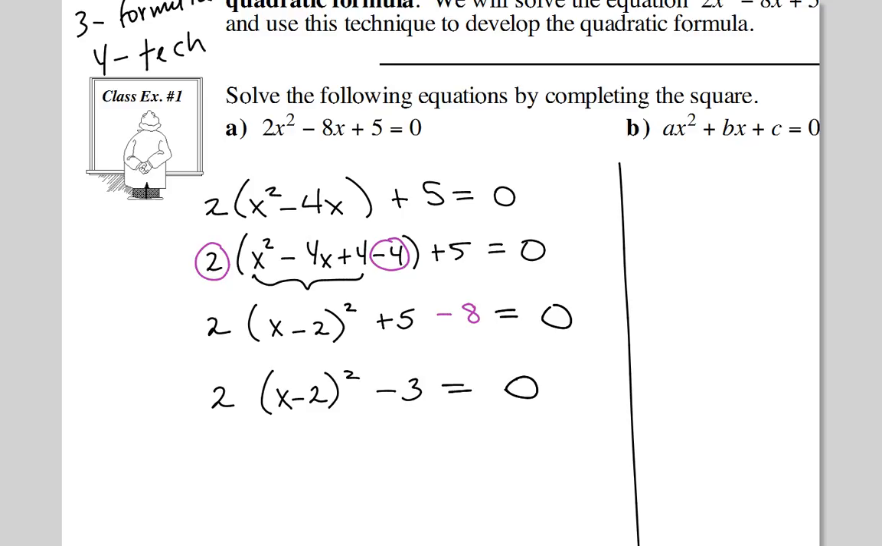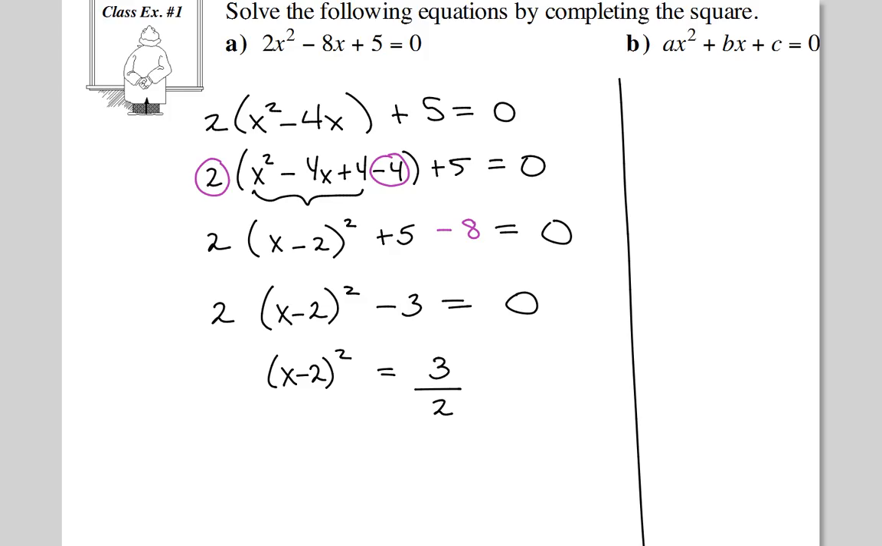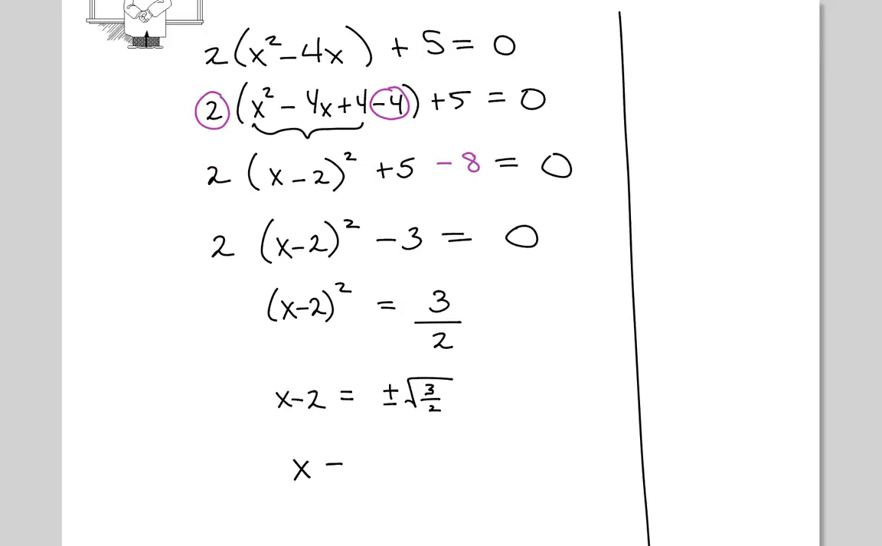So how to solve this now? Isolate the brackets. So we got to move the 3 over, right? And then divide by 2. Then we square root this thing. And then we have it.